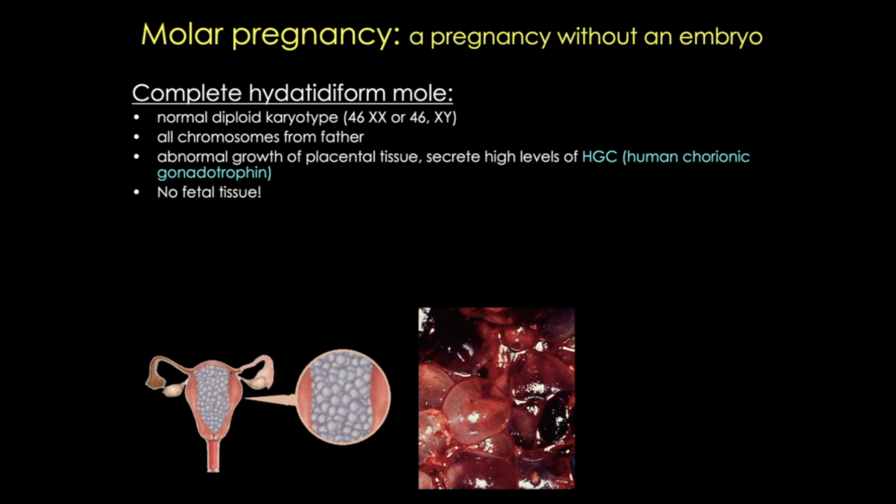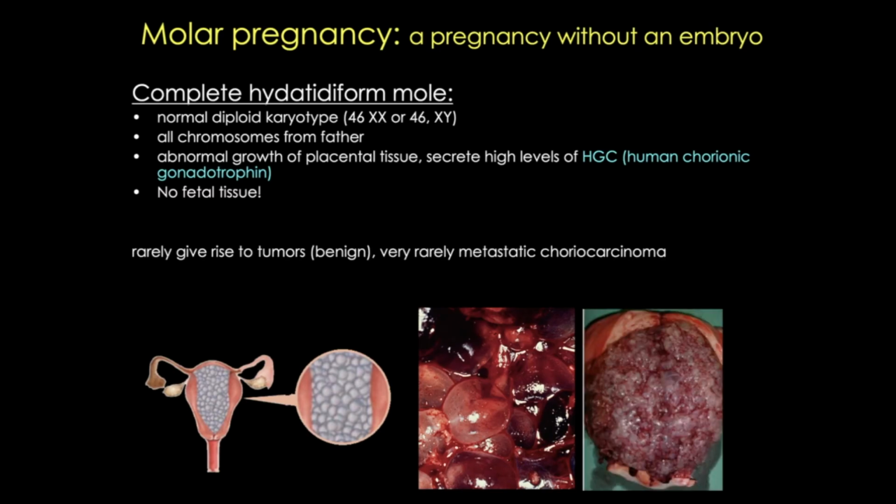These moles can cause bleeding and nausea and will usually miscarry, if not detected earlier, by 16 to 18 weeks of gestational age. Now, moles are essentially tumors, and they need to be removed, as very rarely these benign tumors will give rise to metastatic carcinoma.